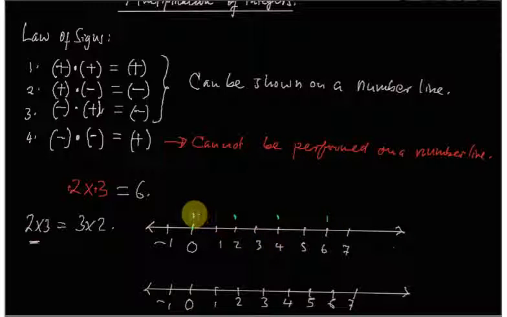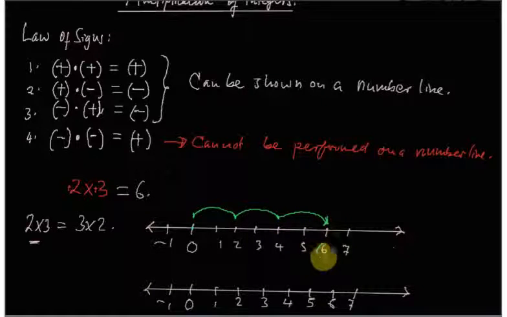So you have the first one, the second, the third one. So you land on 6. So 6 is your answer. And this is 2, and this is another 2. This is another 2. So we go to 6. So this is how we can show it on a number line.